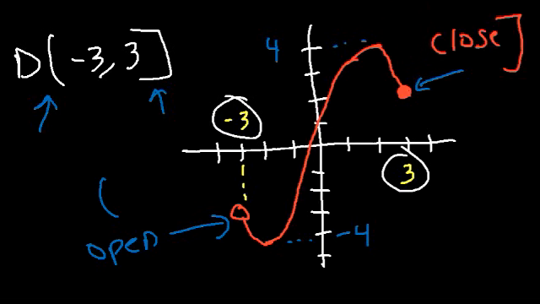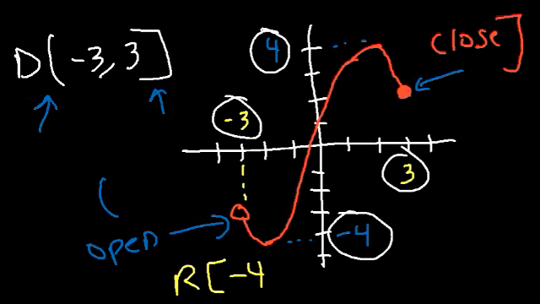So now let's focus on the range. The range includes all the possible y values that the function can have. So what's the lowest y value and what's the highest? Notice that the lowest is -4 and the highest is 4 if we view it from the bottom to the top. So therefore, the range is going to be -4 to 4. So at -4, we don't have an open circle. It includes -4. And the same is true for 4. That's why we have a bracket instead of parentheses.